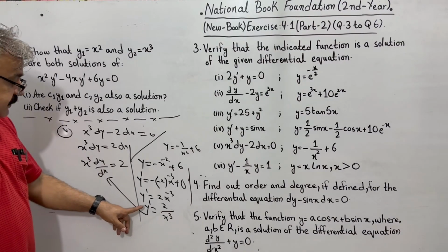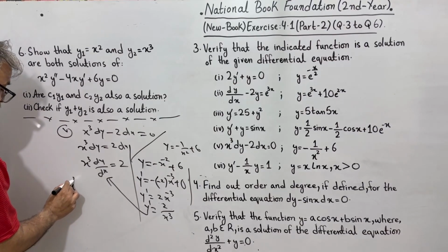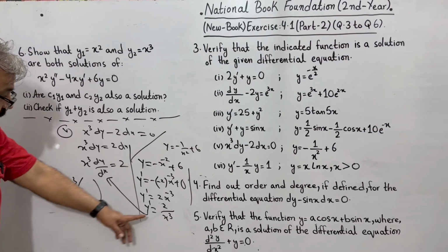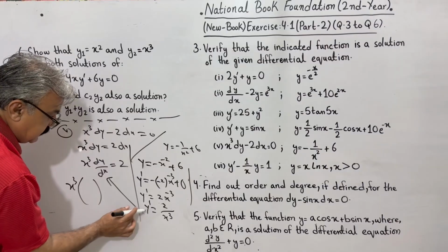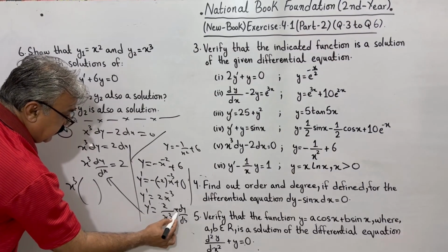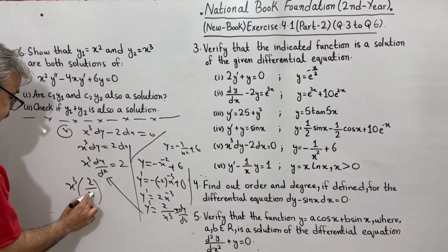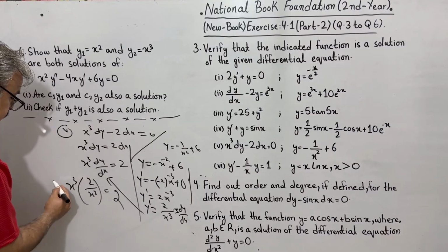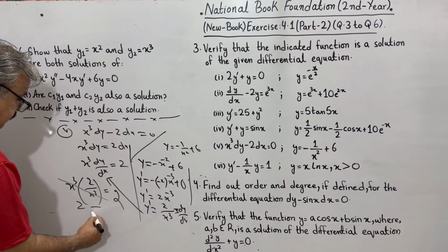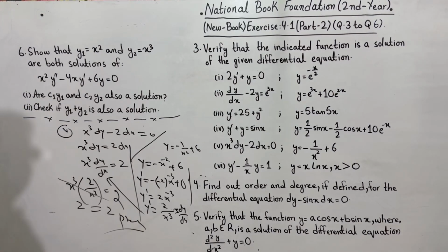Mark my words: dy over dx or y dash, they are the same. Y dash means dy over dx. So I have x cube times the value of dy over dx, which is 2 over x cube, equal to 2. Cancelled out. 2 is equal to 2 as the required solution, and we have proved it in that case.